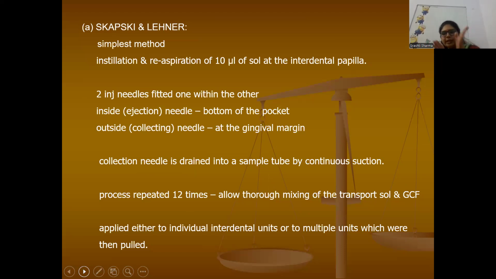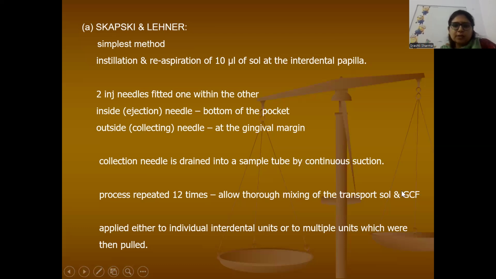So two needles were used, right? One was fitted inside the other. The inside needle, which was the ejection needle, was placed at the bottom of the pocket, and the outside one, that is the collecting needle, was placed at the gingival margin. The collection needle is drained into a sample tube by continuous suction.